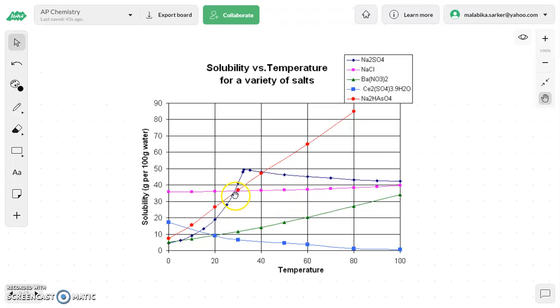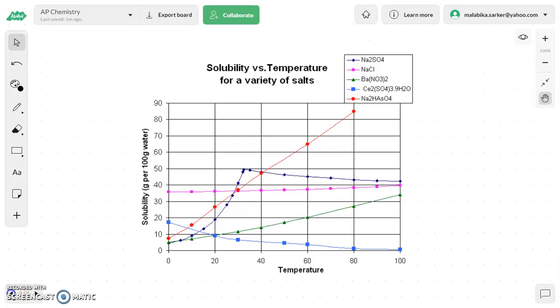If you are talking about temperatures below 25 degrees, then it is not true. Sodium sulfate is less soluble than sodium chloride. But after that temperature, yes, sodium sulfate is more soluble than sodium chloride. But for conductivity, sodium sulfate is always a better conductor than sodium chloride. So we cannot say that this is the best explanation for this difference in conductivity.